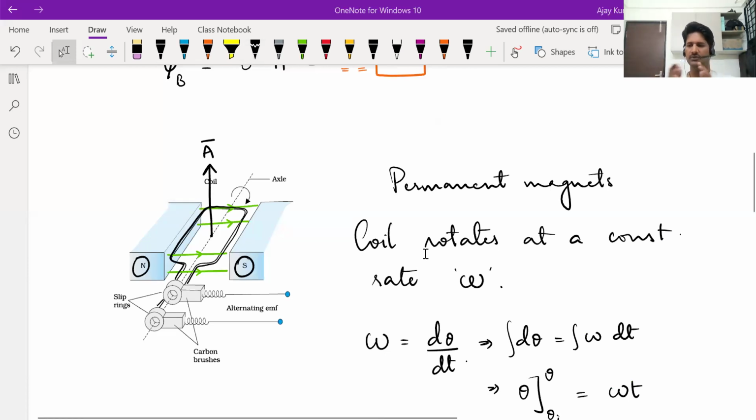So simple idea. There are permanent magnets which create a magnetic field inside. And in that magnetic field, there's a coil present. Using the mechanical energy, we rotate the coil at a constant rate omega. When the coil rotates, the angle between the area vector and the magnetic field changes, thereby changing the flux. And if flux changes, you know there will be an EMF induced. Okay, that is what a generator produces.